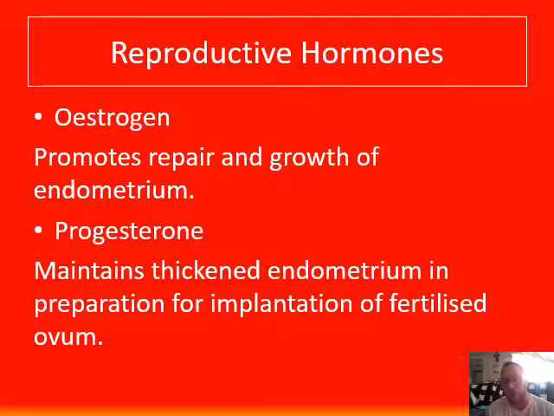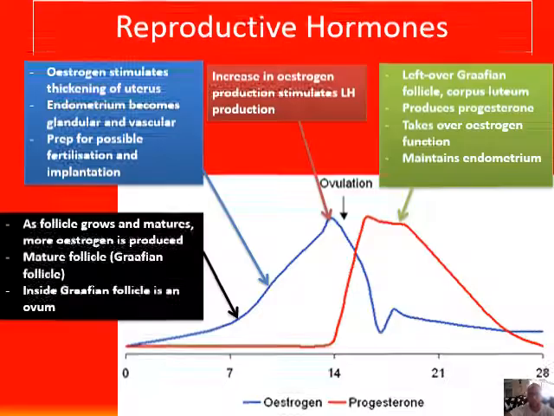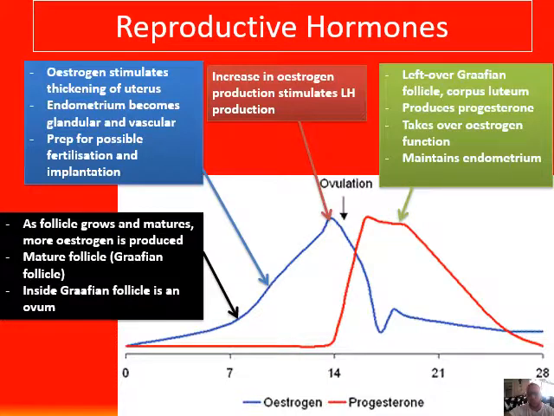Then we have progesterone, or progesterone, I don't know, it depends how southern you feel like sounding, maintains the thickened endometrium in preparation for implantation of the fertilized ovum. So let's have a look at what these bad boys do. So the blue line is estrogen and the red line is progesterone.